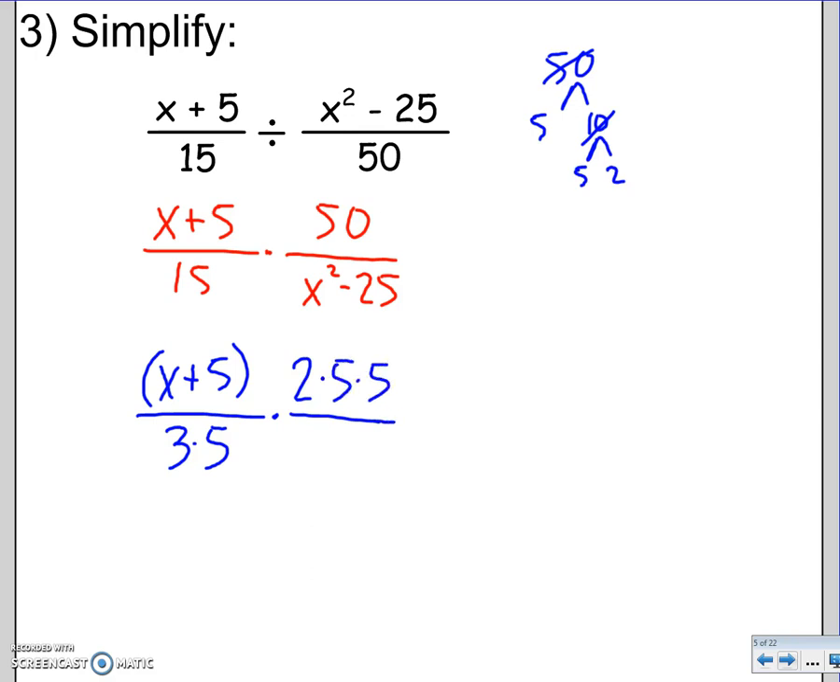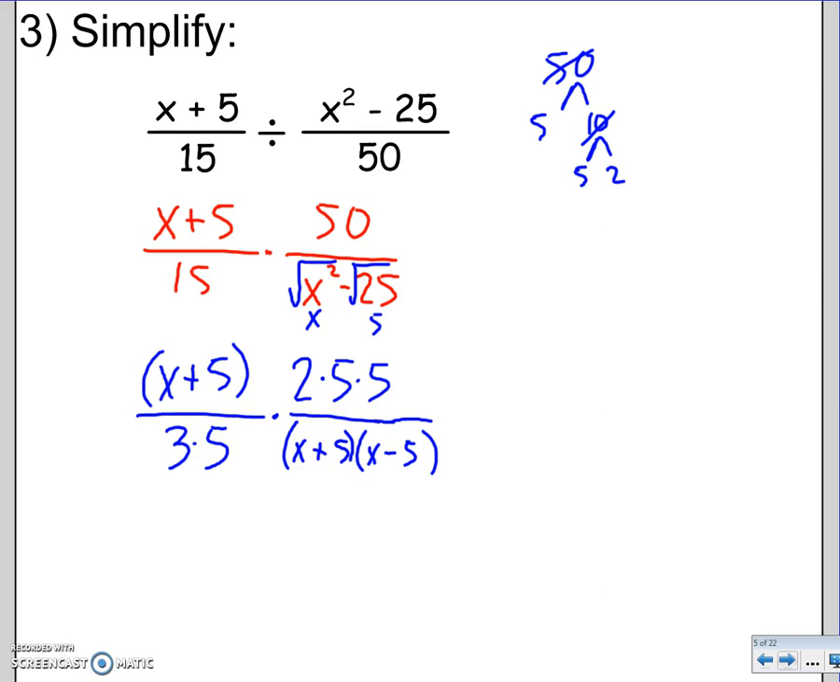This bottom right, x squared minus 25, 2 terms, no GCF. I can square root them, so do difference of squares. I get x and 5. I do 2 parentheses. X, 5, 5, plus, minus. Alright, so fully factored. Step 2 is restrictions.